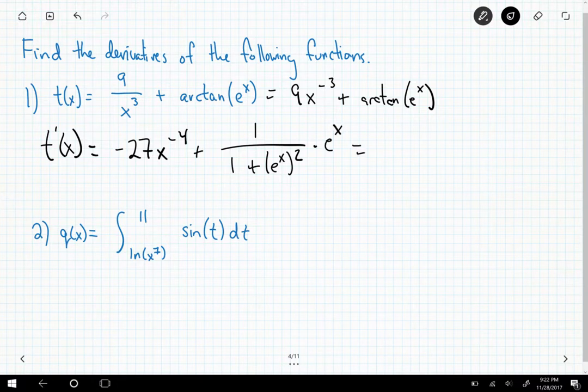So an easier way to have written this is negative 27 over x to the fourth plus e to the x over 1 plus e to the 2x. And that's a nice final answer right there.